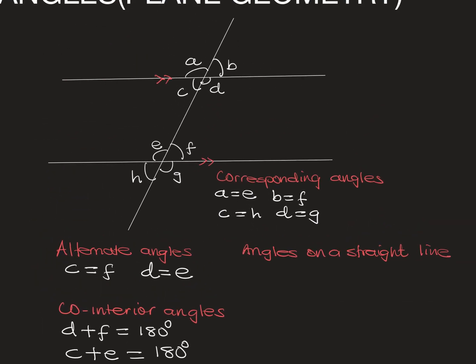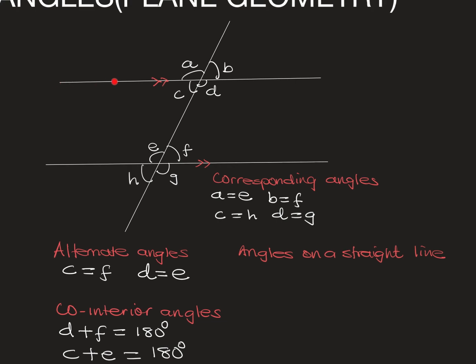Now, considering our diagram, if this is a straight line, the angles on the straight line we have A and B. So A plus B will be 180 degrees. Likewise, C and D are also angles on this straight line, so they will make up 180 degrees. E and F are also angles on a straight line. H and G are also angles on a straight line.